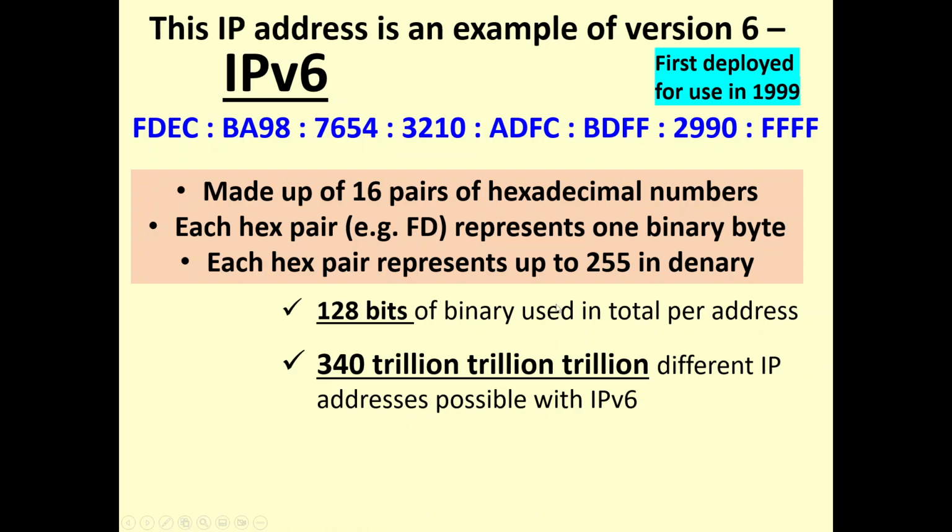There is another version of IP address, IP version 6, IPv6, and this was first introduced in 1999. In IPv6, there are 16 pairs of hexadecimal numbers, pair along here. Each pair represents a 255-digit denary number. Main differences with IPv6, you can have over 340 trillion different IP addresses, which is way more than the IP version 4. Enough for all the devices in the world, basically.